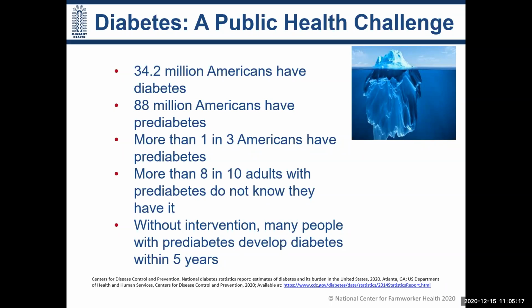We know that 1 in 3 Americans have prediabetes. So this is usually where I say, look to your left and look to your right to see which one of you has prediabetes. In the current setting, you're probably not in the room with other people attending this webinar. We do know too that most people who have prediabetes don't know it. So 8 in 10 don't know that they have prediabetes. And then lastly, we know that without intervention, those with prediabetes are very likely to go on to develop diabetes, and in a pretty short time period, that's 5 years.